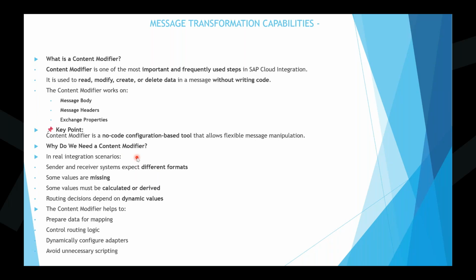So, a real-time example: the sender sends raw XML, but the mapping expects a specific root element. So the content modifier wraps the data in the correct structure before mapping. That is what the content modifier will do. Controlling routing logic: you need to route based on field values. So the content modifier extracts that value into the header or property, and the router step checks it to decide the route. Next, dynamic configuration of adapters avoids unnecessary routing. This all can be done using the SAP Integration Suite.